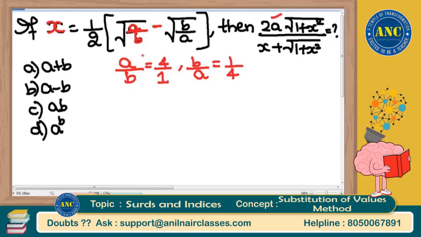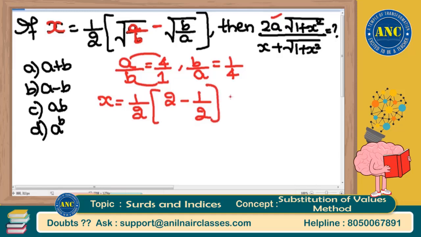Substitute. Now you know a value as 4, you know b value as 1. What will be x value? X is nothing but 1 by 2 times of square root of 4 by 1 is 2 by 1, minus square root of 1 by 4 is 1 by 2. Simplify further. This is half into 2 minus 1 by 2 is 3 by 2. Half into 3 by 2 is 3 by 4.